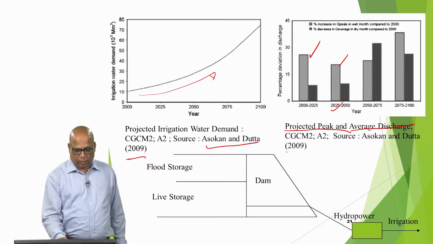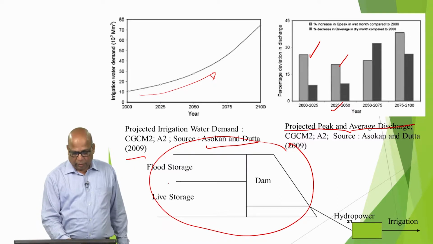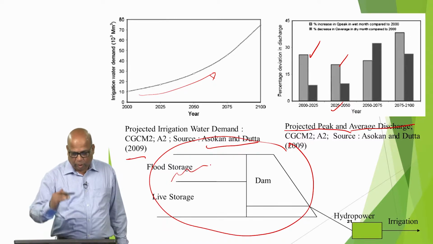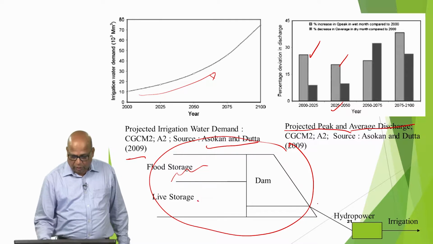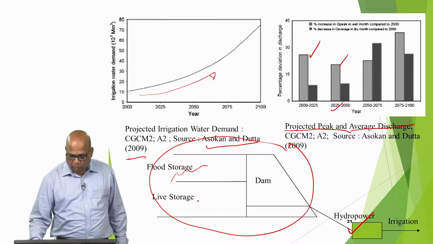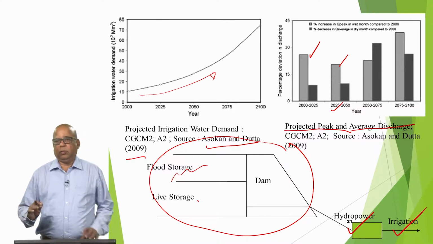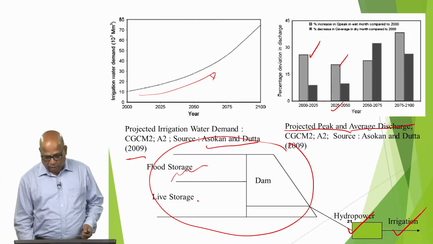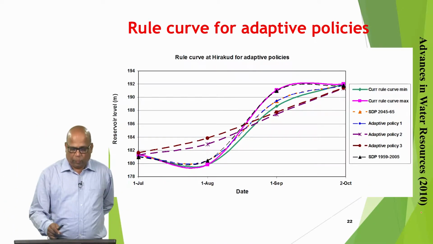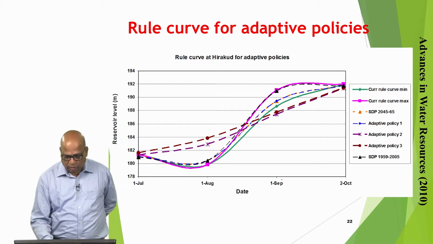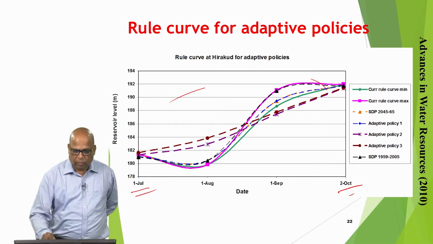We look at the Hirakud dam and see how this flood storage needs to be operated while maintaining whatever is required for hydropower and whatever is required for irrigation. This we do through optimization and then provide what are called adaptive policies, especially during the flood period, 1st July to 2nd October, on how this reservoir needs to be operated.